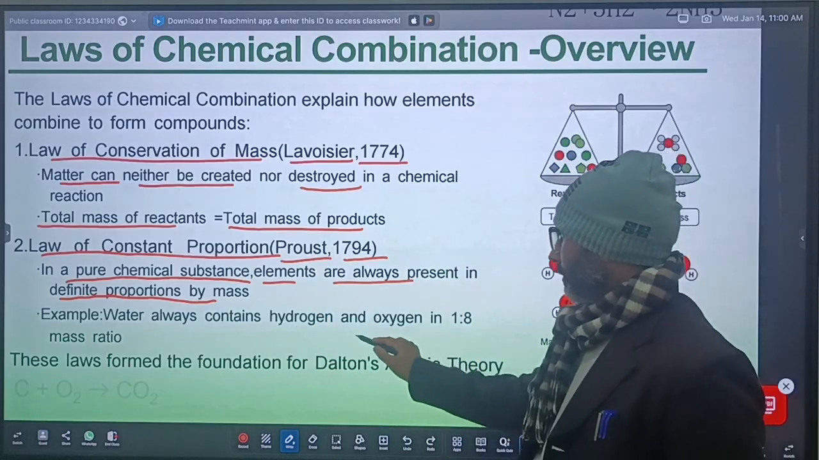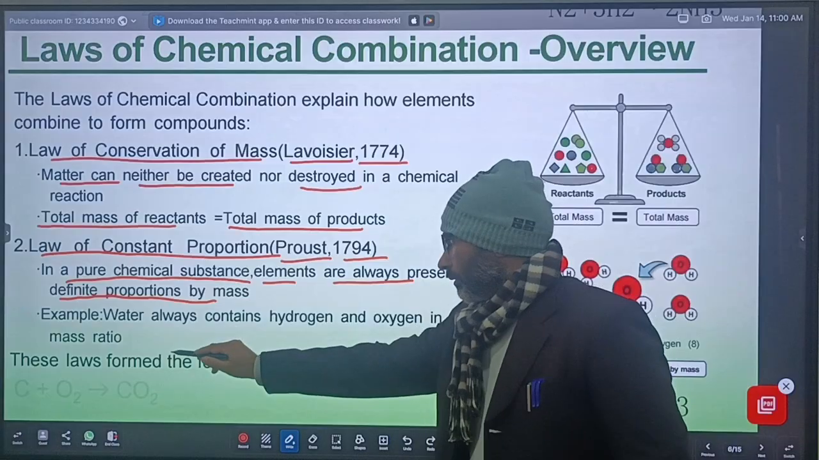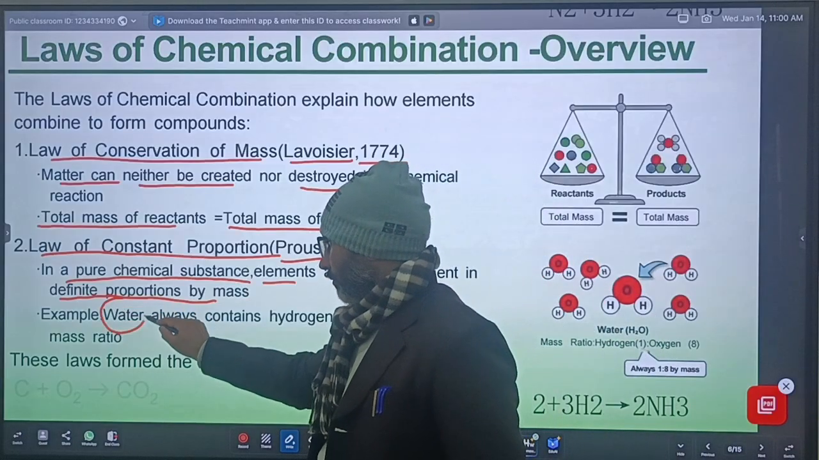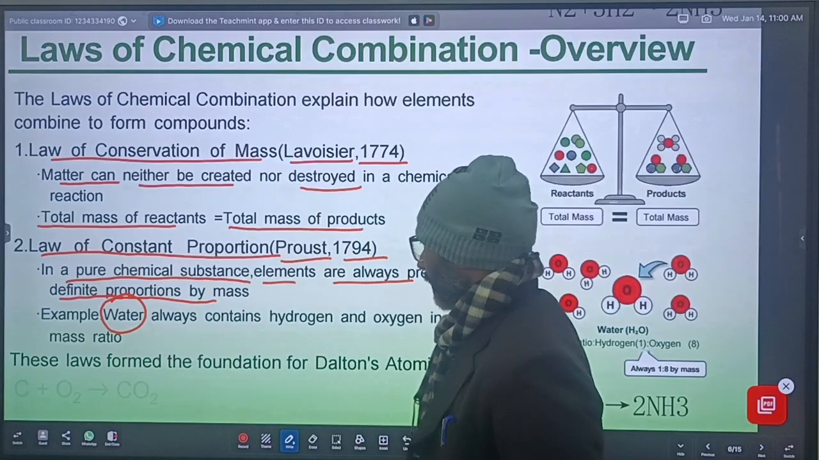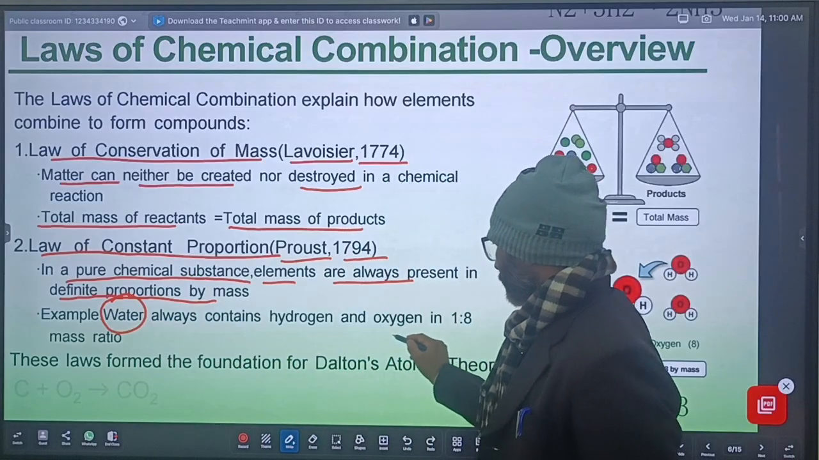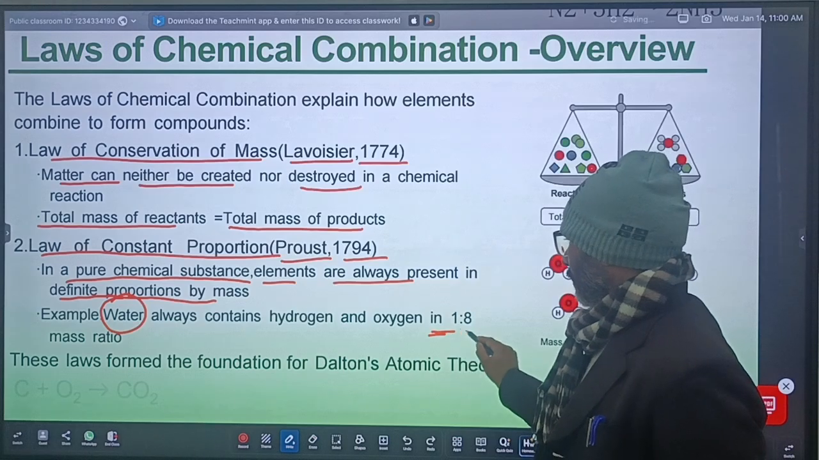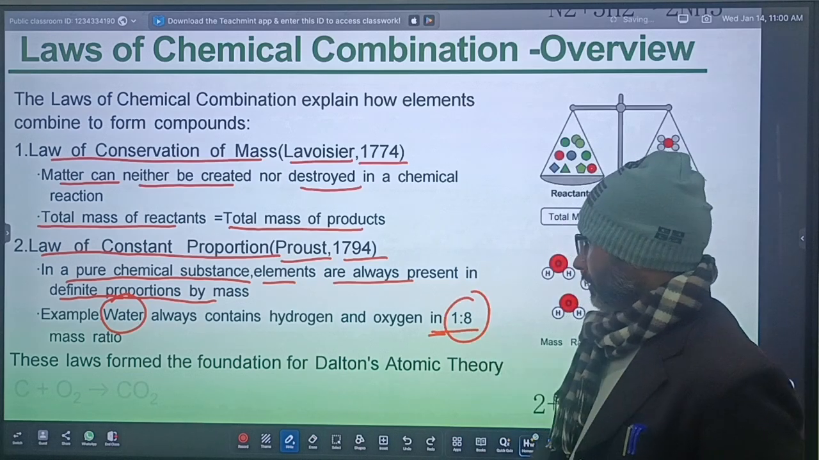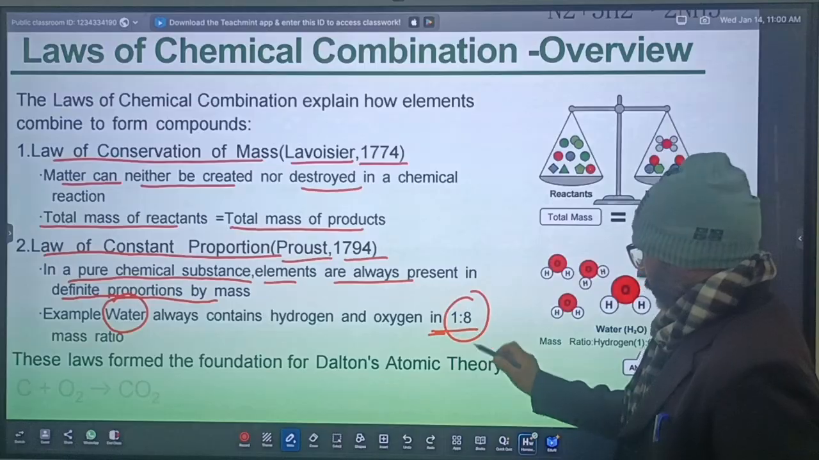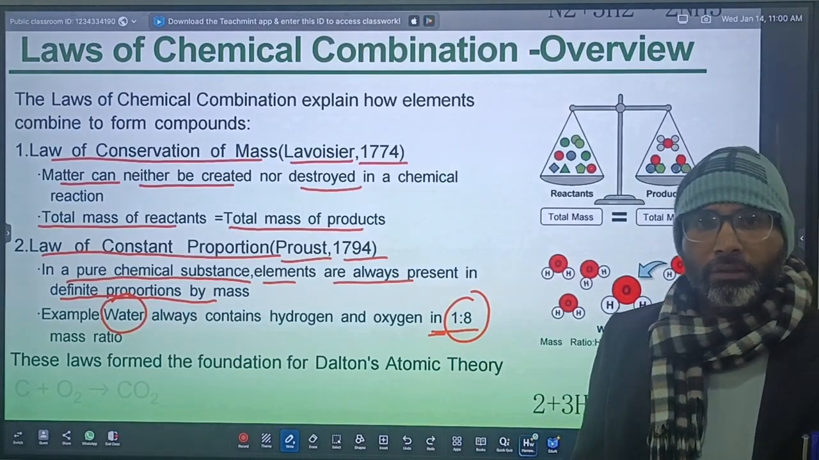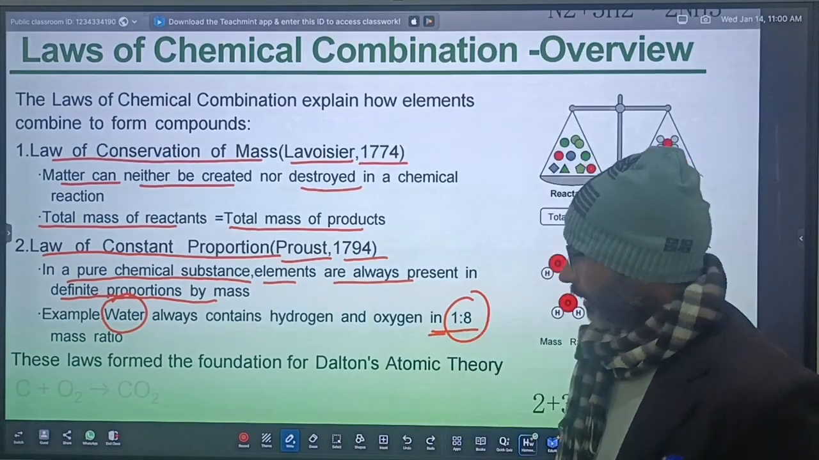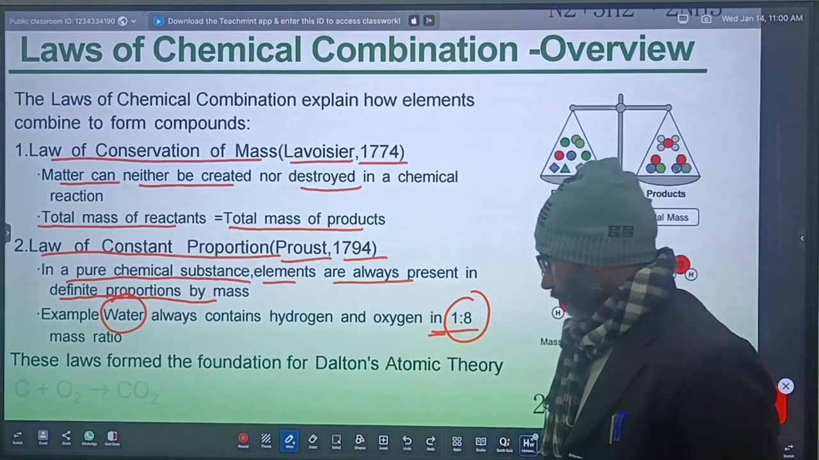What is an example of this law? Water. It is applicable to compounds only. Water always contains hydrogen and oxygen in a fixed ratio by mass, that is 1:8. It means that 1 gram of hydrogen always combines with 8 grams of oxygen and gives 9 grams of water.